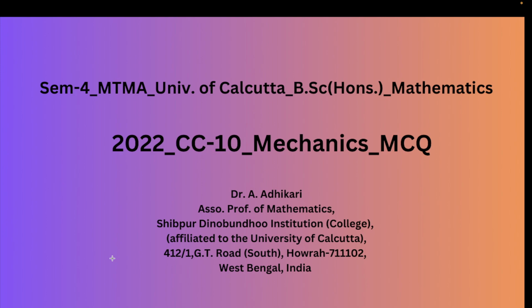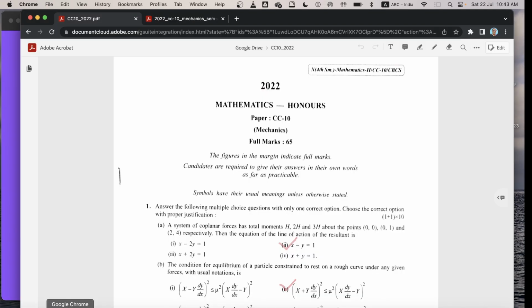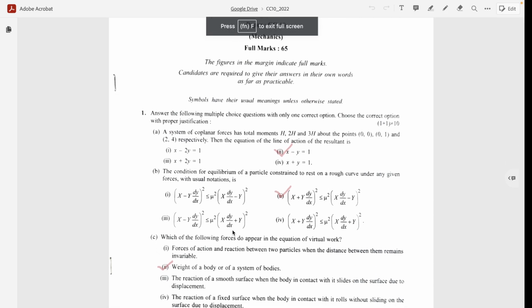Paper CC-10, Semester 4, Mathematics Honours, Year 2022. MCQ question number 1. Question 1a.